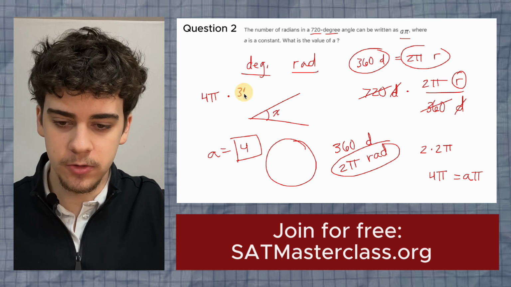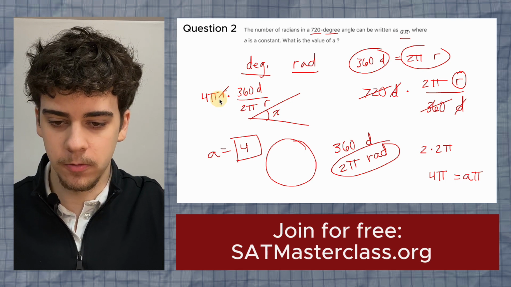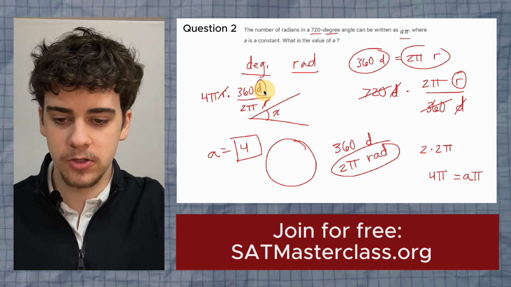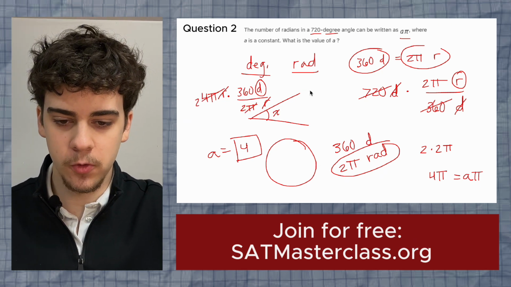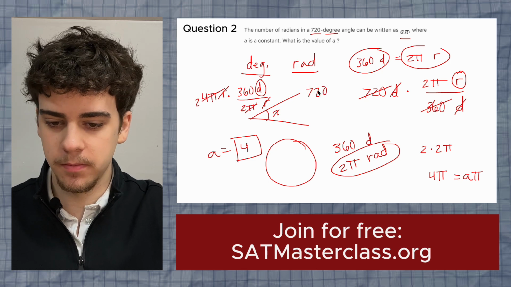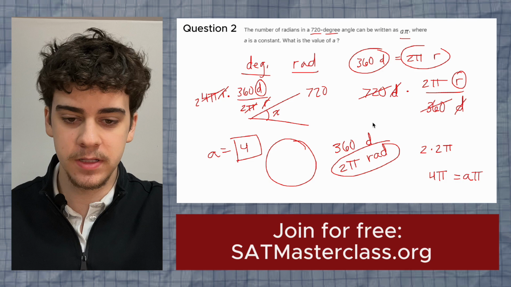So now we'll have 360 degrees over 2 pi radians. Then, of course, the 4 pi is in radians, so the radians cancel out. We'll have an answer in degrees, and we can see that the 4 pi over 2 pi would cancel out to just a 2. And then 2 times 360 is, of course, 720, which is what we started with. So that is how you convert between degrees and radians. A little bit trickier, but still not too hard.